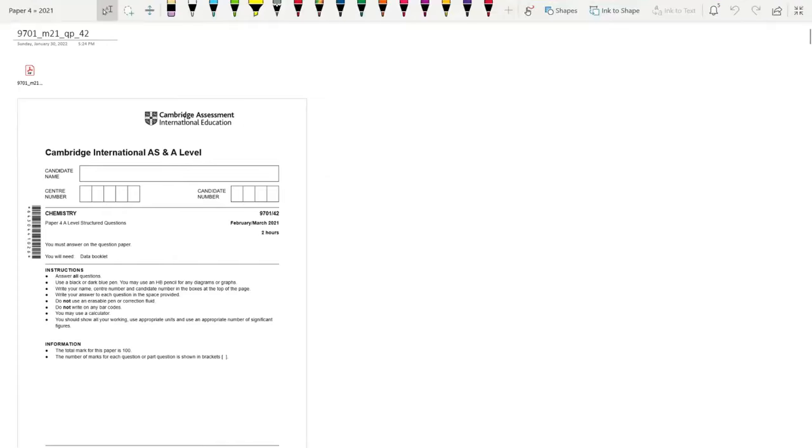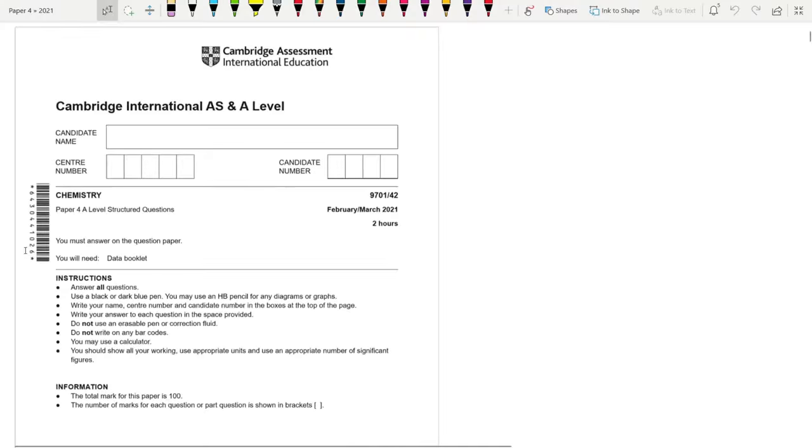Hello everyone, we're solving this chemistry paper today. This is February-March 2021, 9701 paper 4.2. Okay, this is paper 4, variant 2. Let's begin, shall we?